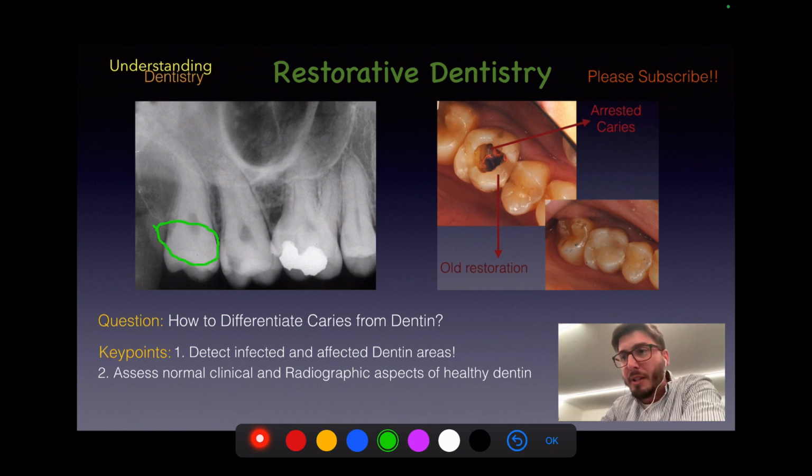So the radiographic opacity of the dentin is homogeneous all over the place, and that's why this is actually no problem for this tooth, okay? We have the pulp chamber there and everything.